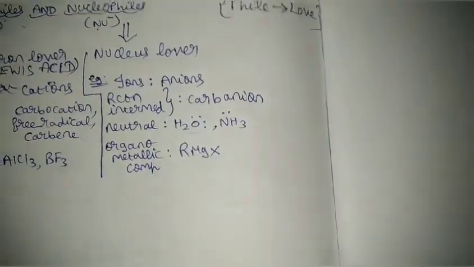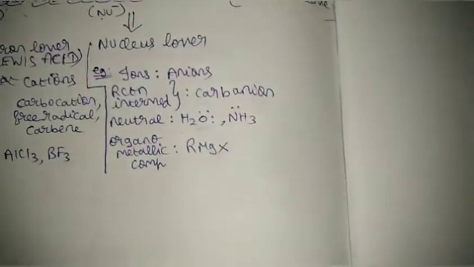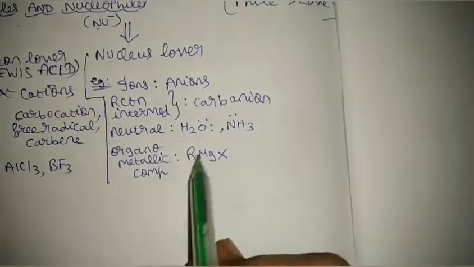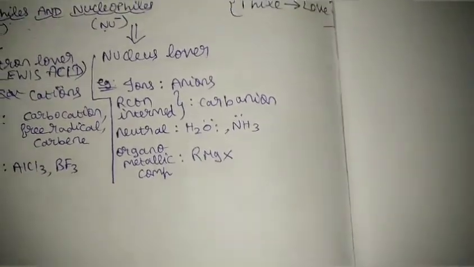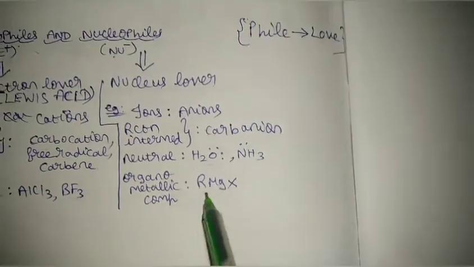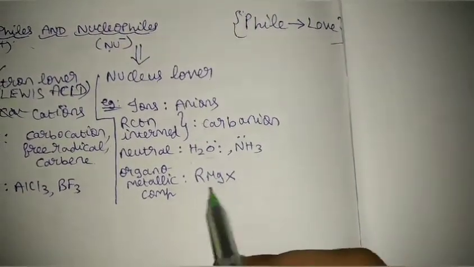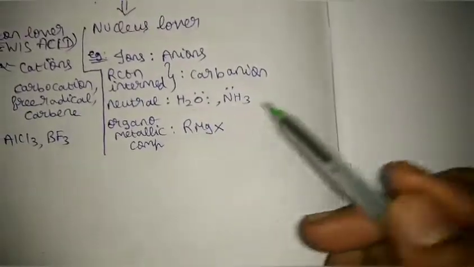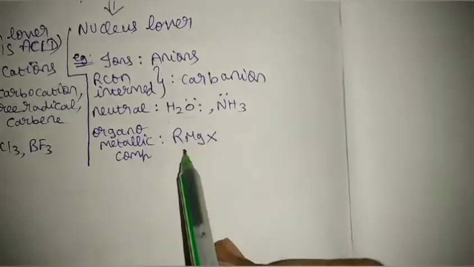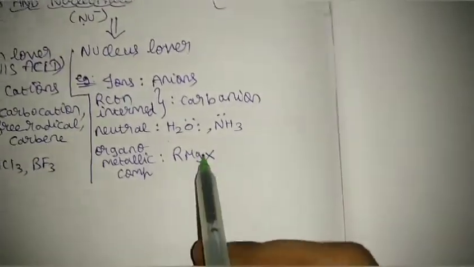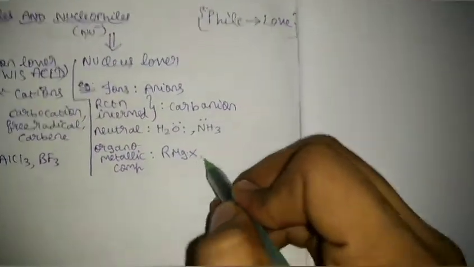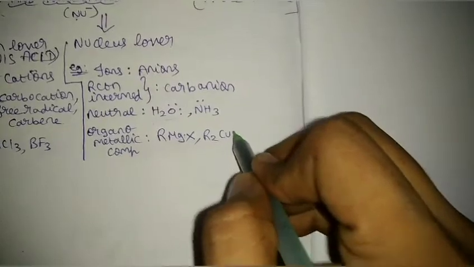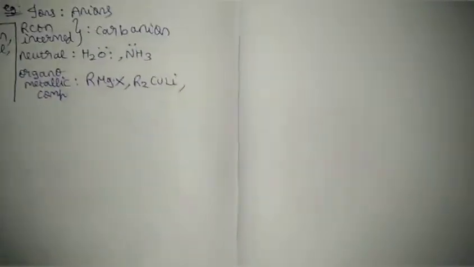Remember it throughout your JEE preparation, and even if you don't remember it throughout your life, there is no loss in it. So RMgX is known as the Grignard reagent. R is the carbon part, it can be anything, CH3, CH2, anything. Mg is the magnesium part, which is a metal, and X is a halogen. Generally it consists of a metal and an organic part. So RMgX you can take, and R2CuLi you can take.